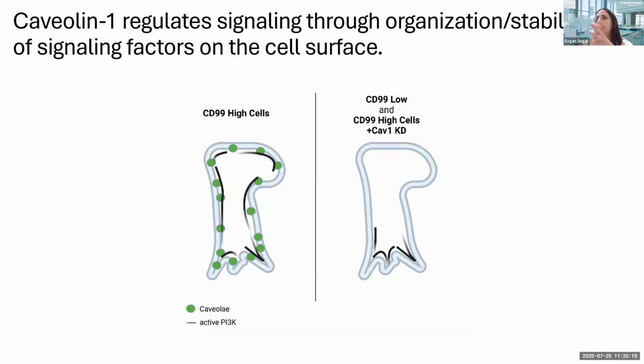So that led us to a model where we think caveolin-1 is regulating signaling through organization or stabilization of signaling factors on the cell surface. And in cells that don't have CAV1, the ability to organize signaling in this way is lost.